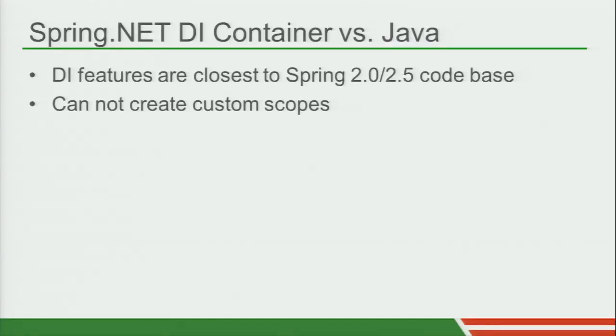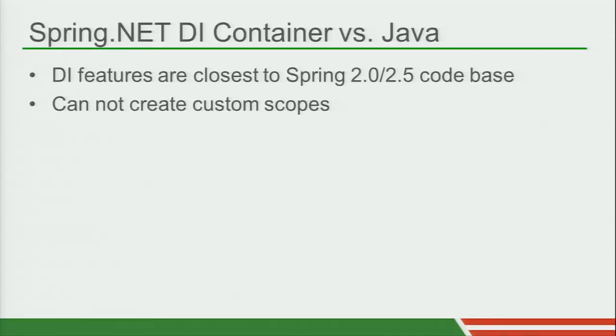Another big difference that's worth paying attention to is you cannot create custom scopes. Okay? That extensibility mechanism that exists in Spring Java does not today exist in Spring.NET. We've looked several times at this and are continuing to look at it to evaluate whether it's worth doing or not. It's a fair amount of work, as one can imagine. But it's worth noting that you cannot create custom object scopes.